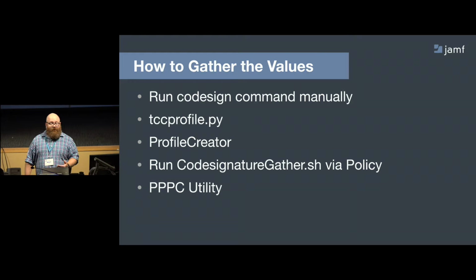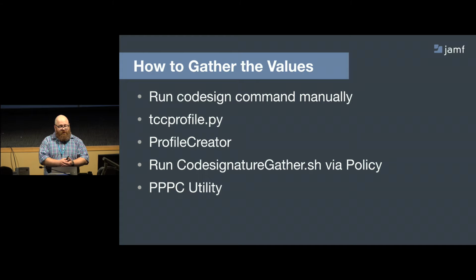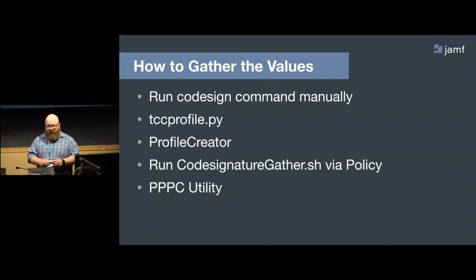There is Profile Creator, another amazing tool made by Eric Bergeland. And then there's the code signature gatherer script that I have available up on the JAF GitHub. There are links to all these things at the end, so don't worry too much about that. And then we have the PPPC utility, which is also available on our GitHub, made by one of our JAF developers, but it is an open source tool. So we have a lot of ways to gather these different things.